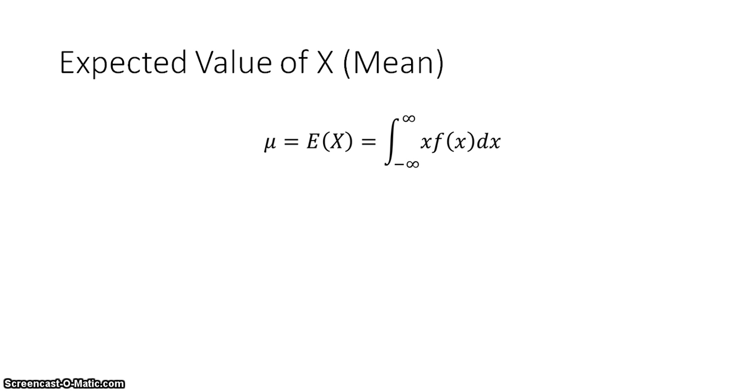The first of the special mathematical expectations that we looked at with discrete random variables was the mean, and we'll look at the mean for a continuous random variable also. We still use the notation mu for the mean, and it's the expected value of x. The difference is that instead of taking x times f of x and adding it up for all of the individual values of x, we're going to integrate over the entire support of x. So we have the integral from negative infinity to infinity of x times f of x dx.